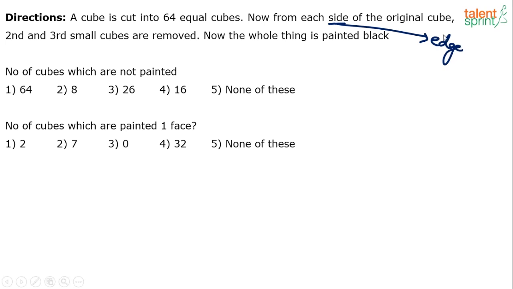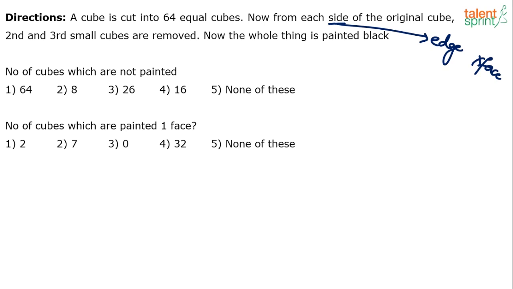Because for you to count the second cube or the third cube, you have to go by edge only. You cannot go by side, or you cannot go by face. I mean, basically the point is side cannot be taken as face. Side does not mean face. Side means the edge. Otherwise, it makes no sense, right?